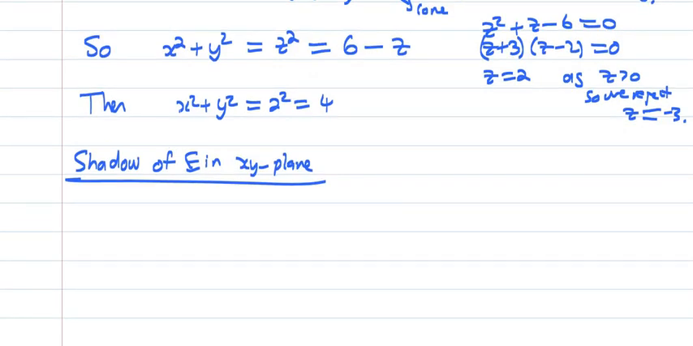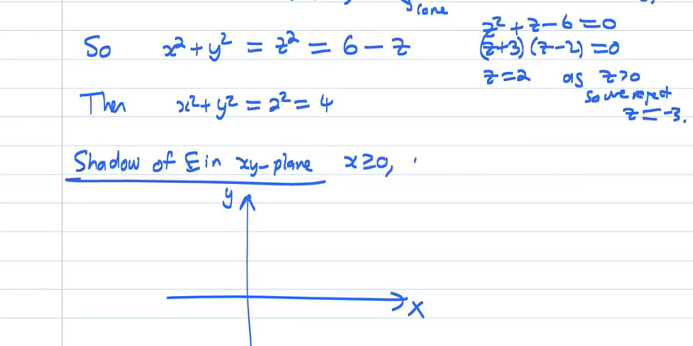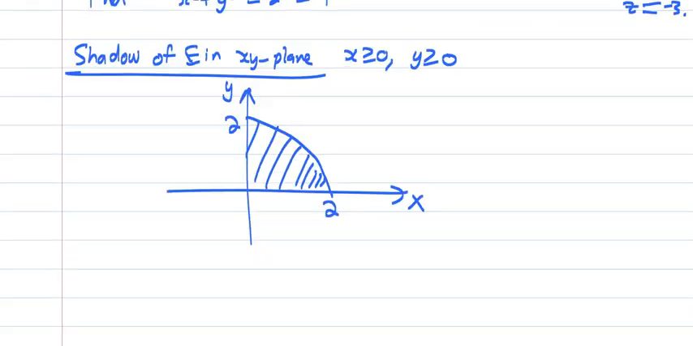So we're drawing the circle x squared plus y squared equals 4 in the XY plane, remembering that x is greater than or equal to 0 and y is greater than or equal to 0. If we draw it, it is a circle of radius 2, centered at the origin. However, we only take the points in the first quadrant. All right? So this is the shadow of solid E if we could draw it. Great. And now we want to write down the volume.